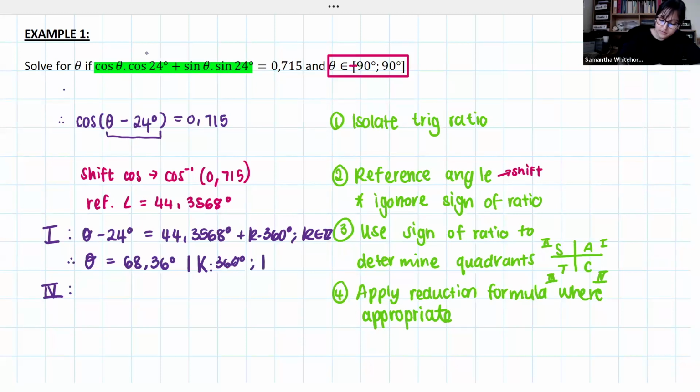Yeah, I don't know what's happening. We'll fix it all in a second, where k is an integer.